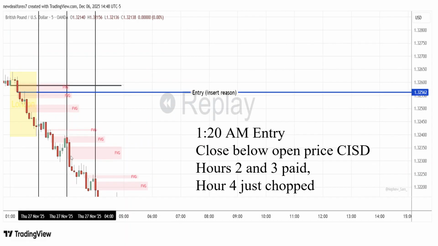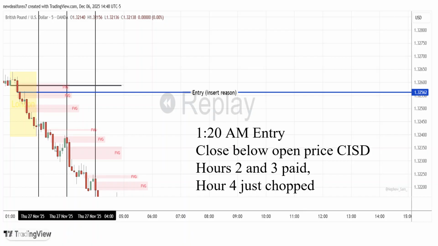And then here, this was just slow and steady. You got some fair value gaps, but the big moves didn't come until hour 3 right here. Boom, boom, boom. So you look at that. If you want to be really detailed with it, you can also add to your chart: were there any fair value gaps created in the hour?